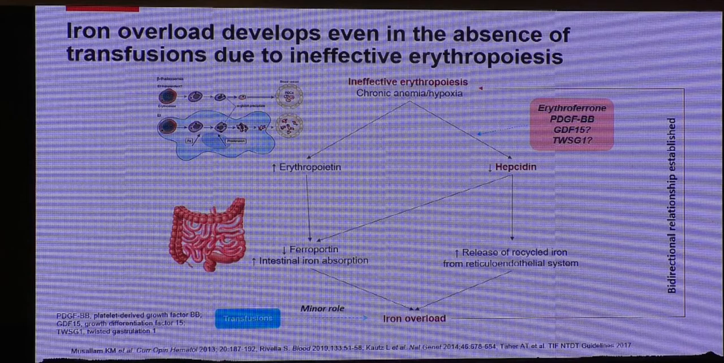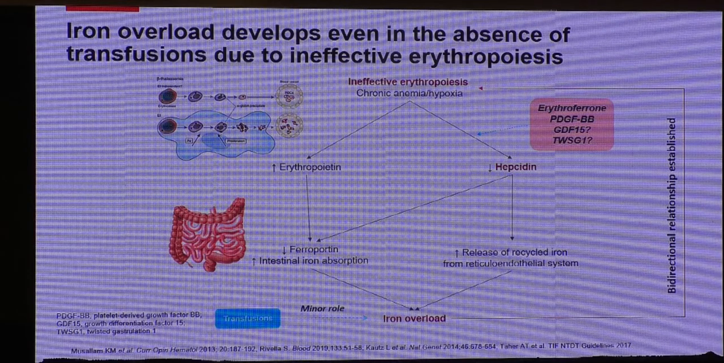And when hepcidin is low, what happens is that the body starts to absorb extra iron from the gut and to release more iron from the macrophages in the reticuloendothelial system. So you have a state of primary iron overload. And this state of primary iron overload is represented by mostly storage of iron in the liver and relatively lower serum ferritin level compared to what you would expect from a serum ferritin coming from transfusions.